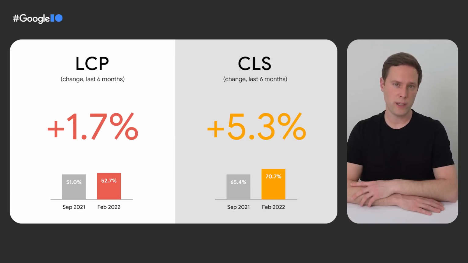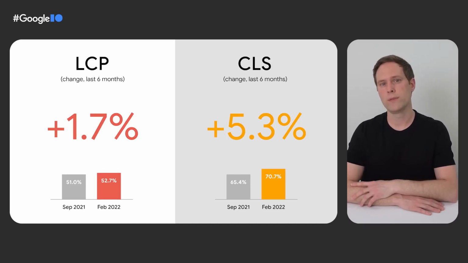Moreover, LCP is increasing at a slower pace than the other metrics, which also suggests that developers are having more trouble optimizing for it. We know that sites are definitely trying to improve their core web vitals scores because we've seen lots of improvement in CLS over the past few months. But clearly LCP is giving developers a bit more trouble.